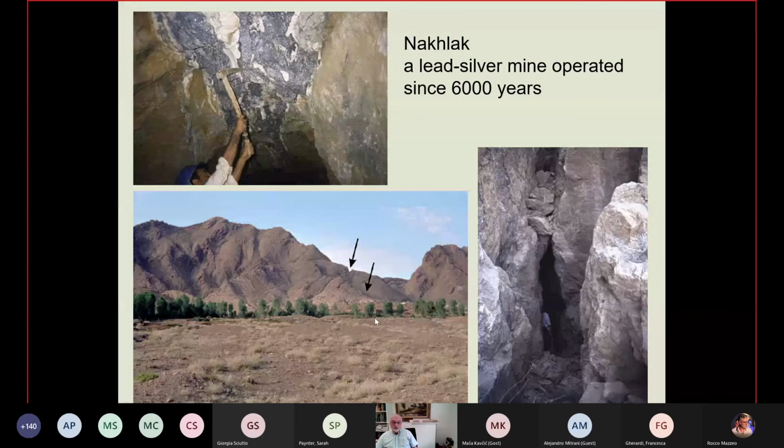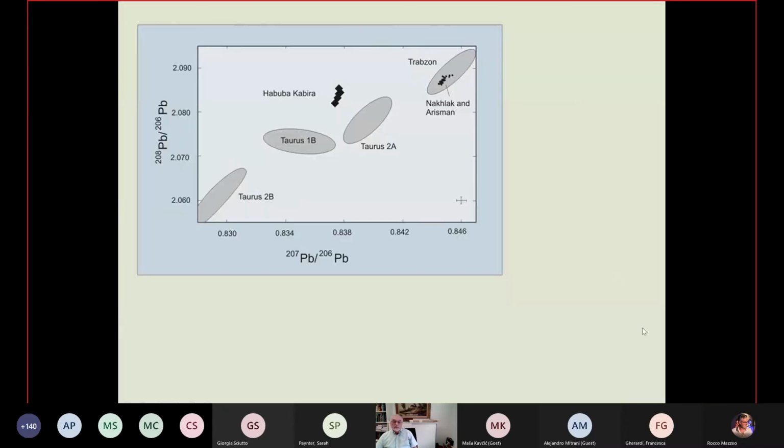But we found a very rich lead-silver deposit in the middle of the Dashti Kavir desert, Nakhlak, which is still in operation today. And what you see here, all these lines, are worked out veins of lead and silver ore. If you go there, some of these galleries have fallen down. So in the 4th millennium we do not have so many options for the provenance of silver.